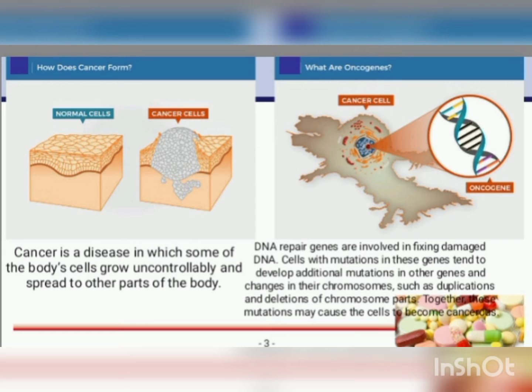DNA repair genes. What is oncogenesis? DNA repair genes are involved in fixing damaged DNA. Cells with mutations within these genes tend to have changes in their chromosomes, such as duplication and deletion of chromosome parts. Together, mutations may cause cells to become cancerous. In cancer, the extra cells may form a mass of tissue called a tumor. Some cancers, such as leukemia, do not form tumors.